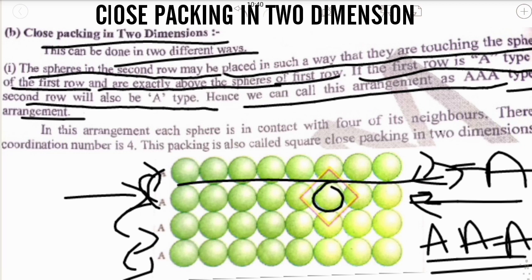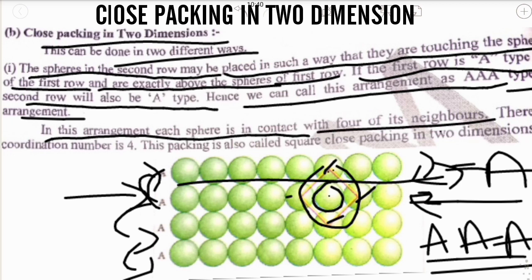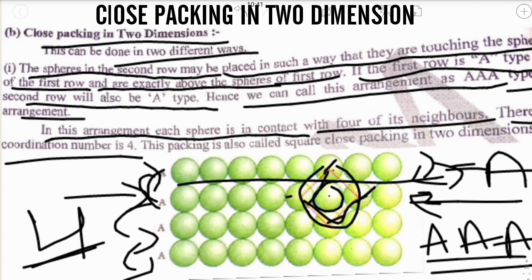This is a particle and it has four neighbors, right? 1, 2, 3, 4. This particle is touching the 4 neighbors. In this arrangement, each sphere is in contact with 4 of its neighbors. Therefore, the coordination number is 4 and it is square packed. This packing is also called square close packing in 2 dimensions.